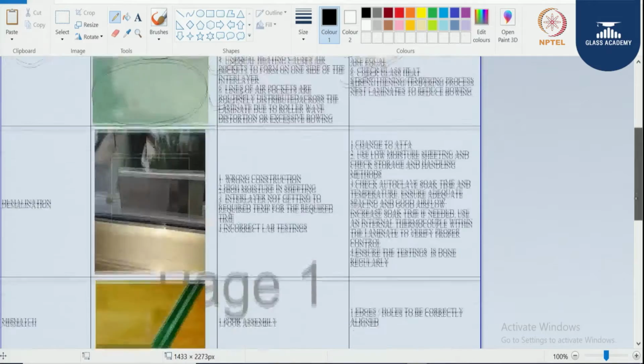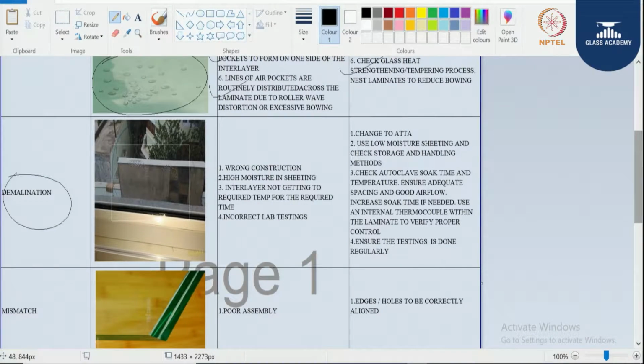The next defect we are going to see is delamination, which means the glass has heavier bubbles which cause delamination. This defect is known as sunburst bubbles. The reason is wrong construction. The laminated glass consists of two panes of glass, which shall be only annealed, or heat strengthened, or toughened. It should not be a combination of any of the above.